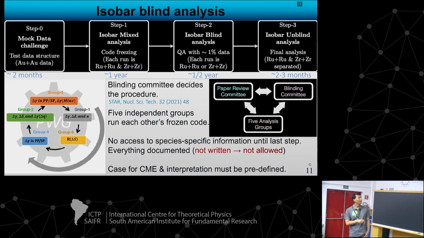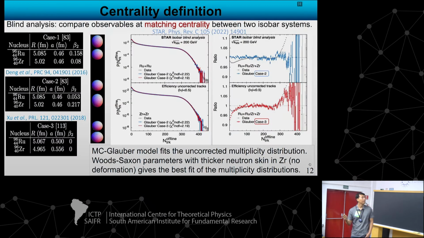So no one will know the species-specific information until unblinding. And also, everything is documented. If something is not written in your document, you are not supposed to do it, and we have to follow everything strictly. Even the interpretation has to be predefined. So it's very strictly followed.